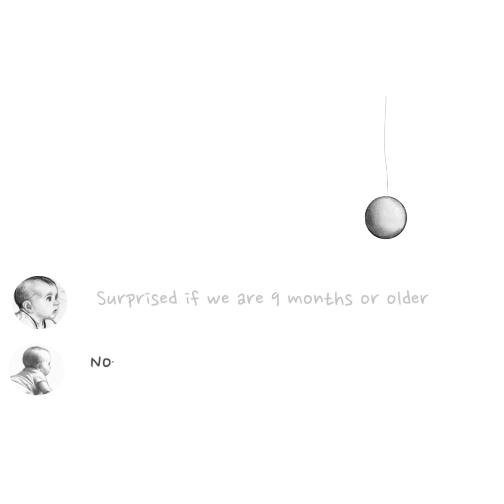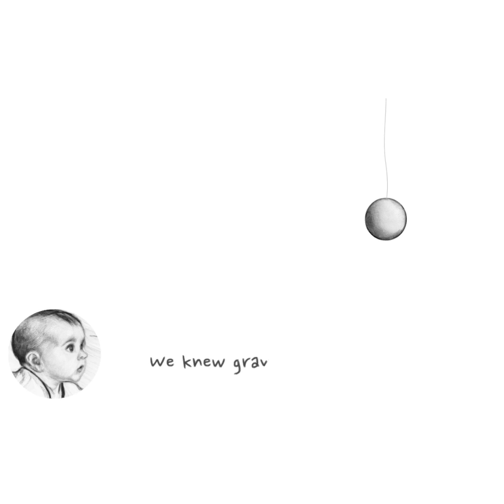The interesting thing is, if we were less than 6 months old, we wouldn't be surprised at all. By 9 months we learn that things that are not supported will fall down. This simple trick shows we learned about gravity on our own.